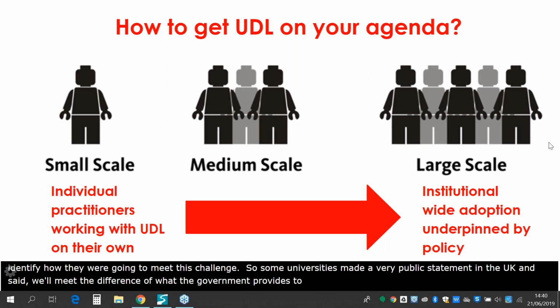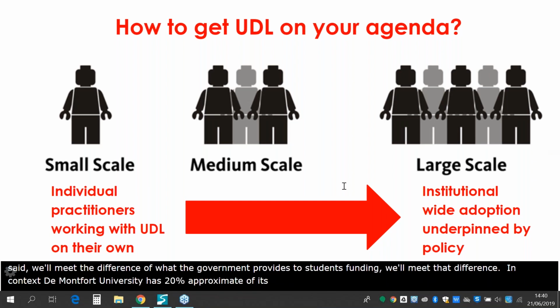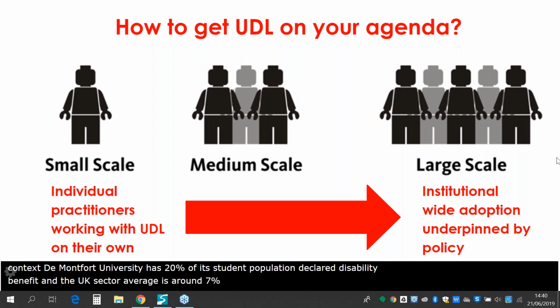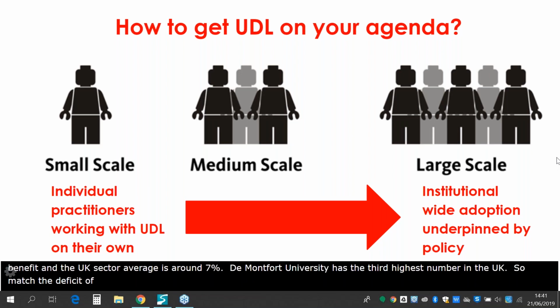So in context, De Montfort University has 20% of its students' population with declared disabilities. The UK sector average is around 7%. De Montfort University has the third highest number of students with declared disabilities in the UK. To match the deficit of the DSA, the Disability Student Allowance, following the changes from the government agenda, would equate to £5.2 million per year.